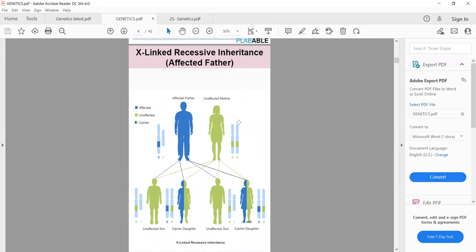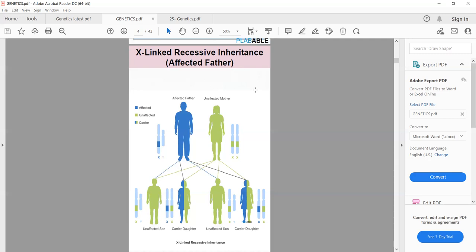Though there are other possibilities as well, if the mother is affected with an X-linked recessive disease, but that is very less common, because X-linked recessive inheritance usually does not affect females. So it will not be asked in the PLAB 1 exam. So you will just focus on this scenario, that in X-linked recessive inheritance, the father is affected. You will either get this scenario that the father is affected, or you will get this scenario that mother is a carrier. You will never get a scenario in which the mother will be affected in an X-linked recessive inheritance.